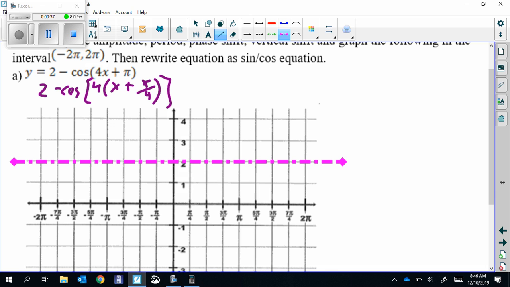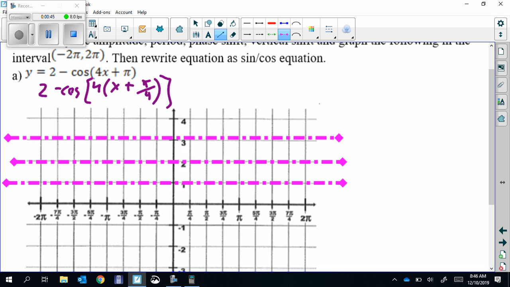Our amplitude comes from the number in front of cosine, which is 1. So from there, we go up a unit and down a unit. It is a negative cosine, so we'll start at the bottom.